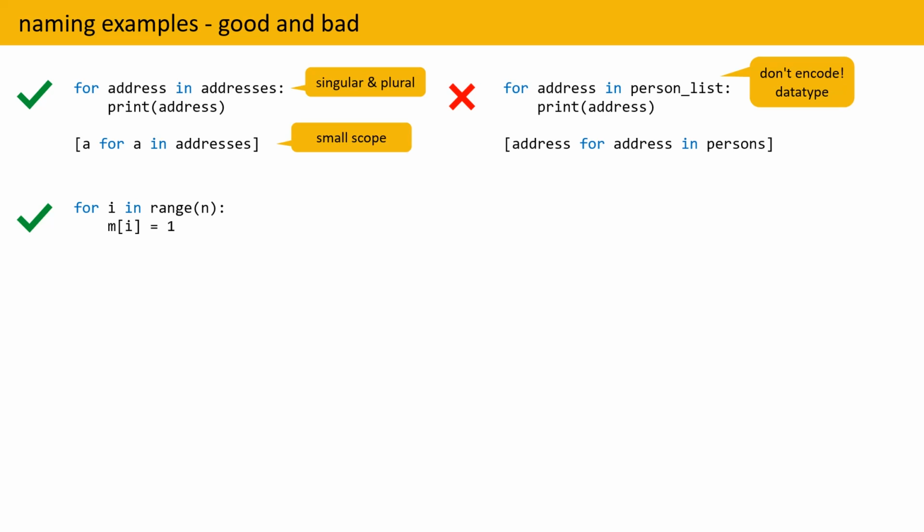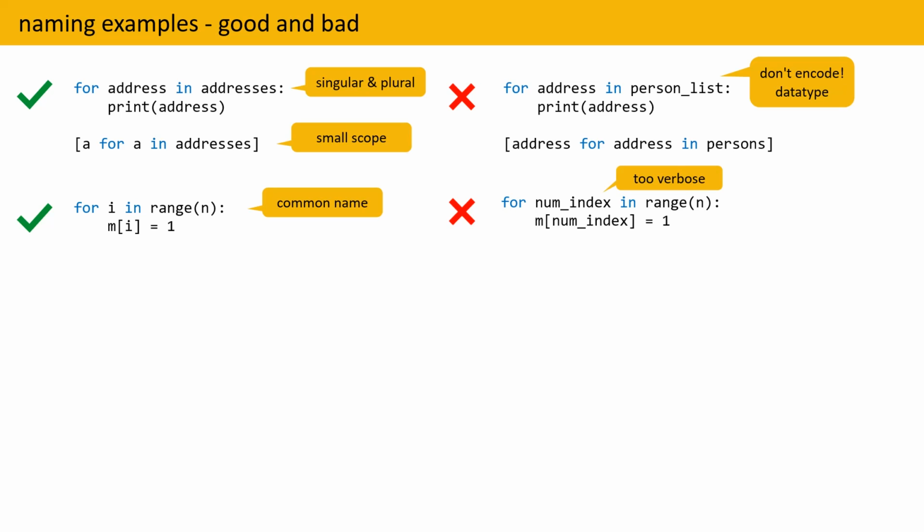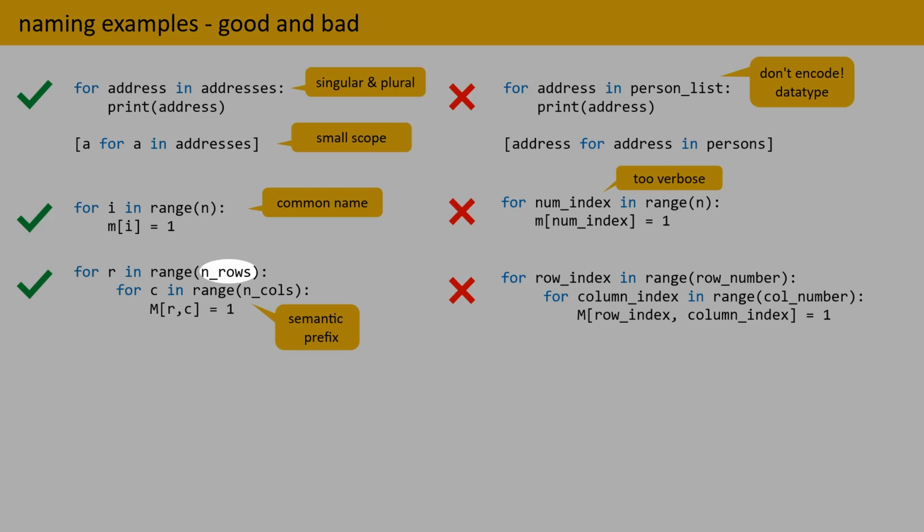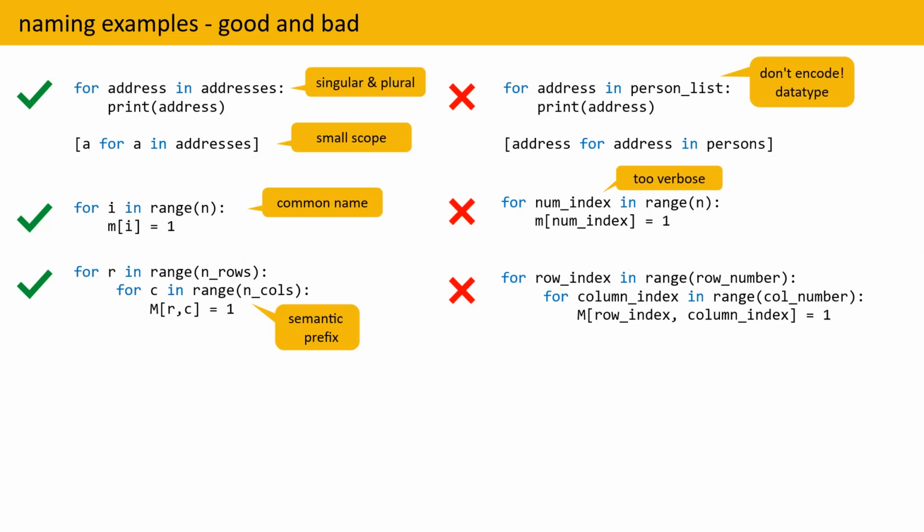For index variables in loops, it is common practice to pick single letter names, such as i, j, and k. Longer names are generally not helpful and are actually confusing, especially when it comes to nested loops. It is often helpful to add a semantic prefix to clarify the role of a variable. For instance, n_rows for number of rows instead of just rows.